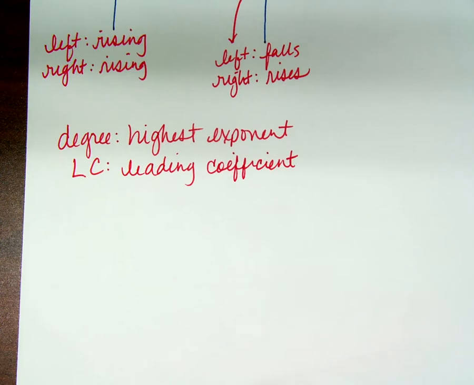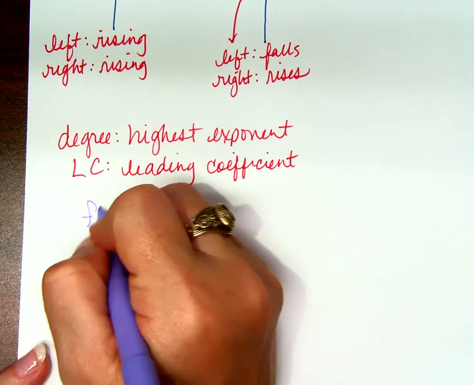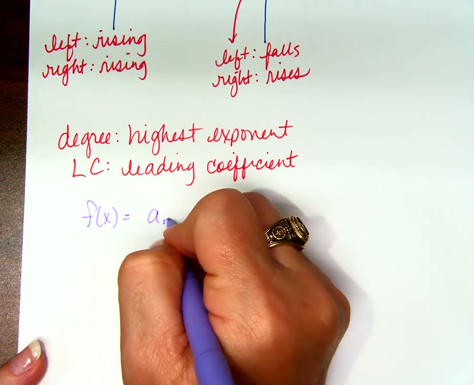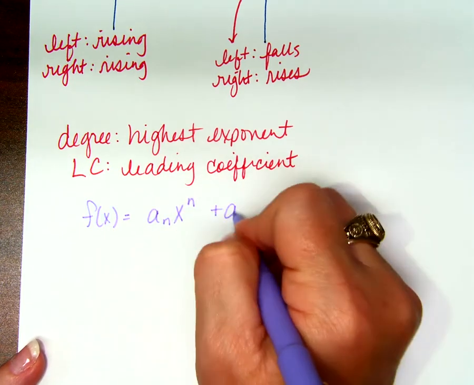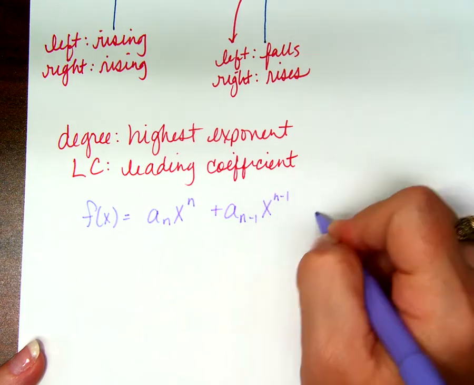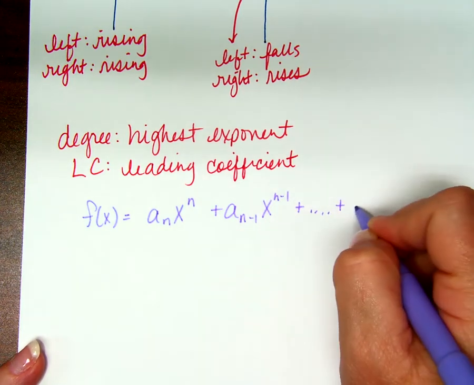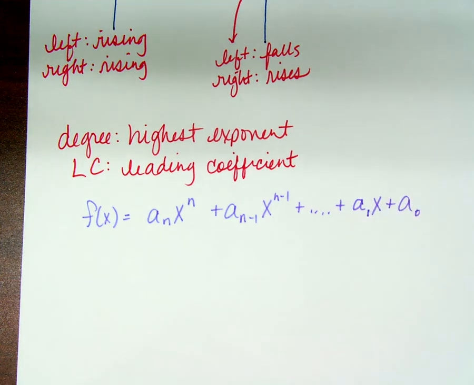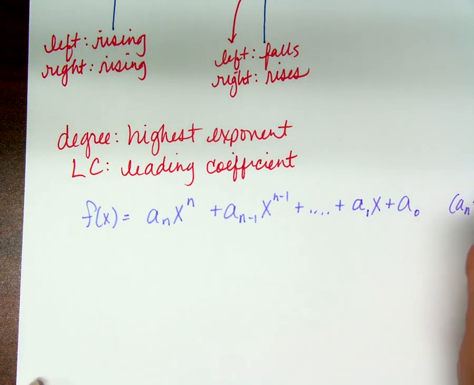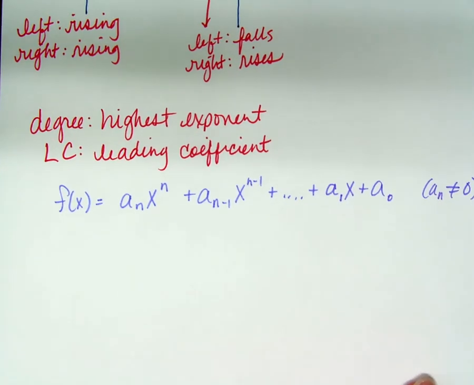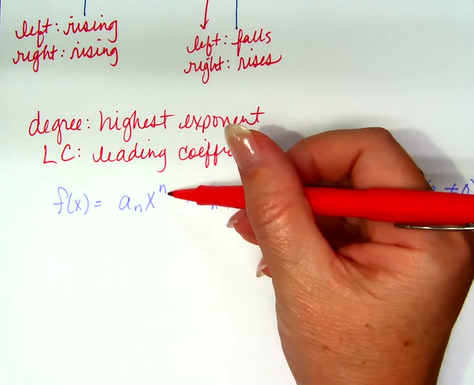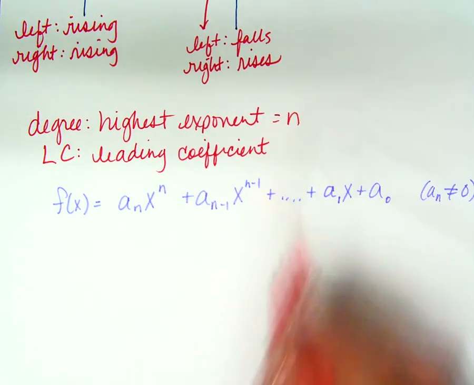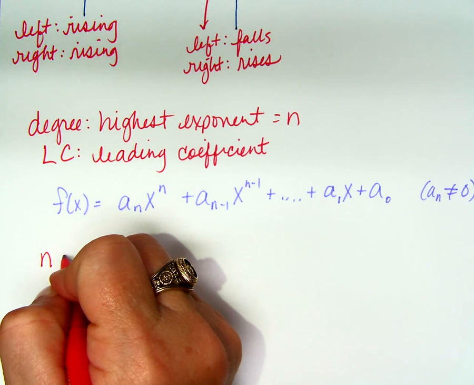Now, our general form of our function is what I wrote just a second ago, but I'll write it here again so you can see it. f of x equals a sub n x to the n, plus a sub n minus 1 x to the n minus 1, plus dot dot dot, plus a sub 1 x, plus a sub 0, where we know that a sub n is not equal to 0. That wouldn't be any good, okay? The first thing I want to talk about is n. Notice what we're calling n here. That's the degree.